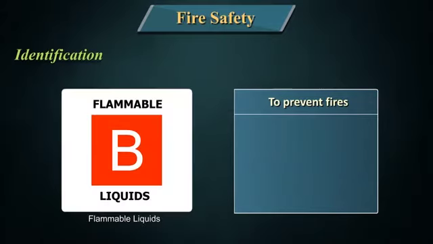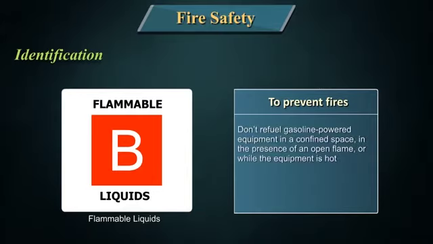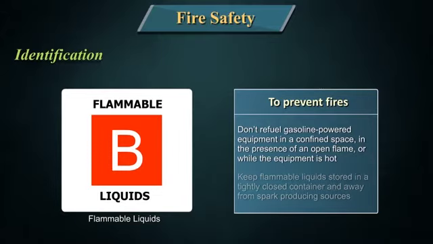Symbol for flammable liquids. Description: extinguishers for Class B fires are identified by a square containing the letter B. If colored, the square is red. To prevent fires, don't refuel gasoline-powered equipment in a confined space, in the presence of an open flame, or while the equipment is hot. Keep flammable liquids stored in a tightly closed container and away from spark-producing sources.